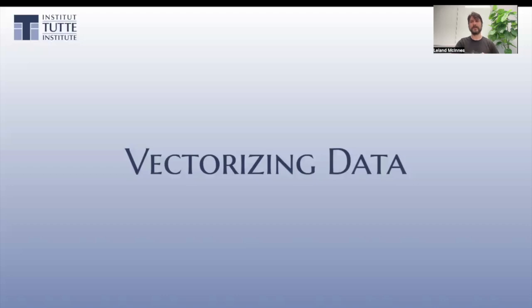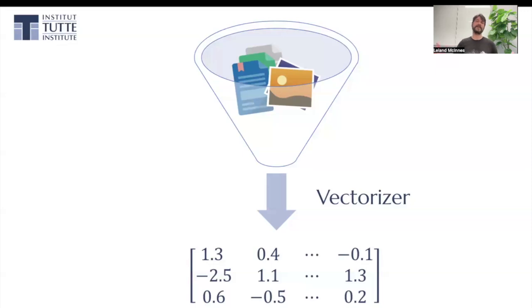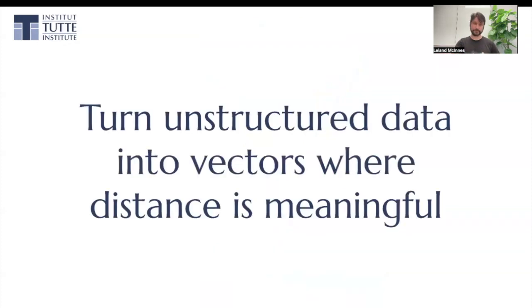So let's now talk about all those different stages of that vast pipeline that we're talking about for our approach to exploring unstructured data. The first is vectorizing the data. What do I mean by that? Well, it means taking some pile of data of some kind, documents, images, some combination thereof, doesn't matter, feeding it into some system that then spits out vector representations of that data. So the trick is to turn unstructured data into vectors where the distance between them is meaningful.